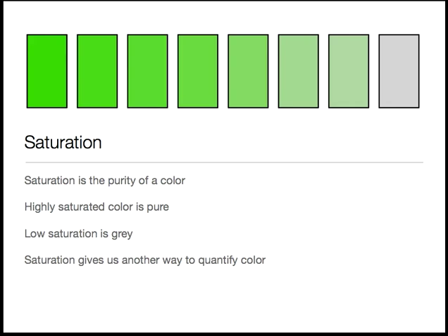So saturation gives us another way to organize the colors. Whatever about it being green or red or wherever it is on that rainbow scale, we can also talk about the saturation of it. So the colored chips on the left there are very high saturation. But as we move towards the right, the saturation gets lower and lower.